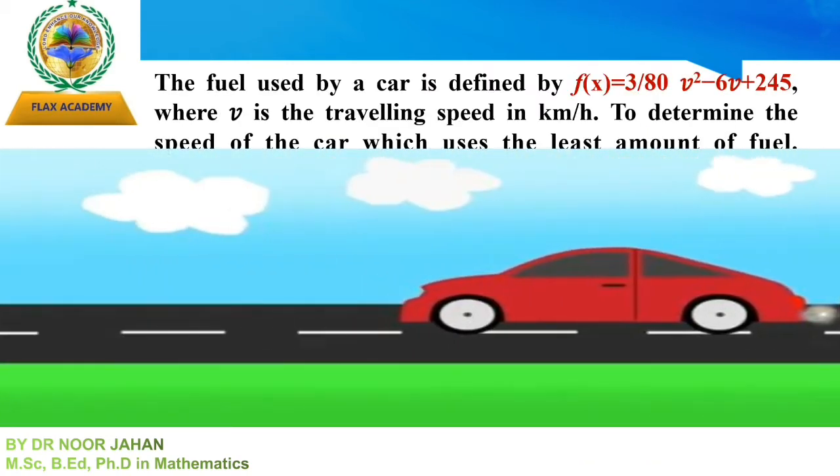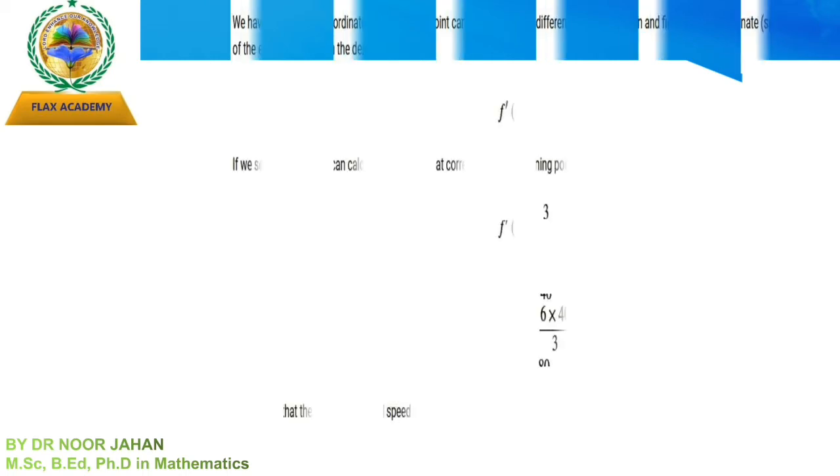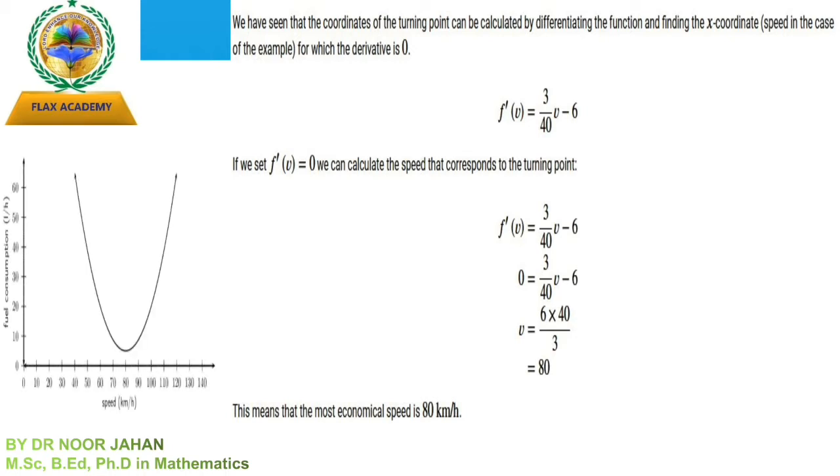The fuel used by a car is defined by the formula f of v is 3 by 80 v square minus ev plus 245. To calculate the least amount of fuel, we differentiate the given formula and take f dash of v as 0. Solving the equation, we get v equals 80. This means that the most economic speed of a car is 80 km per hour according to differential calculus. And it can be plotted using the graph as shown here.